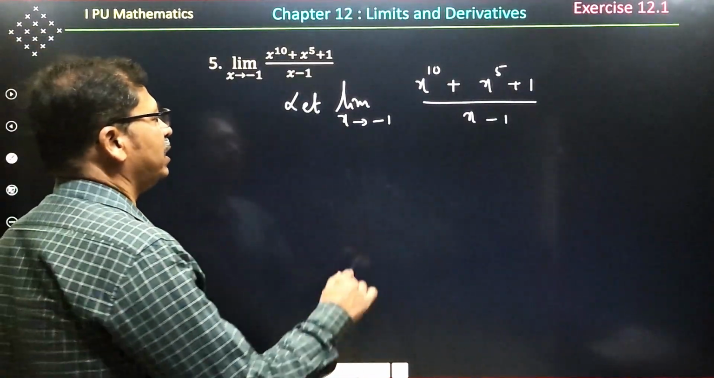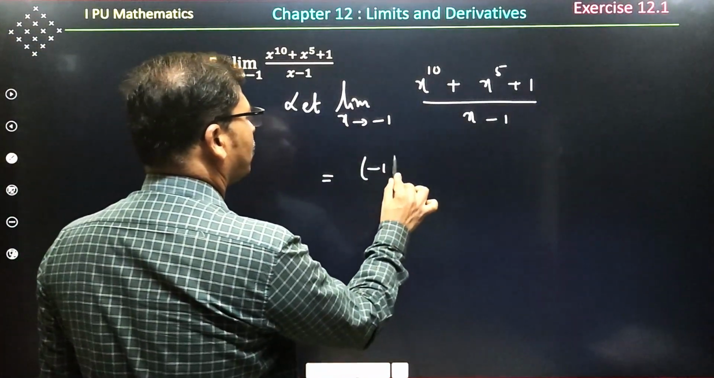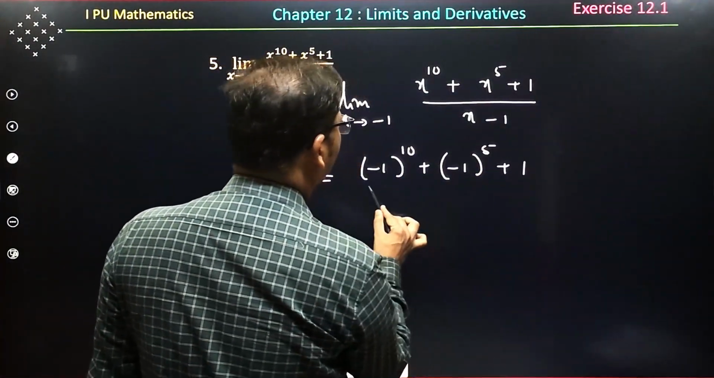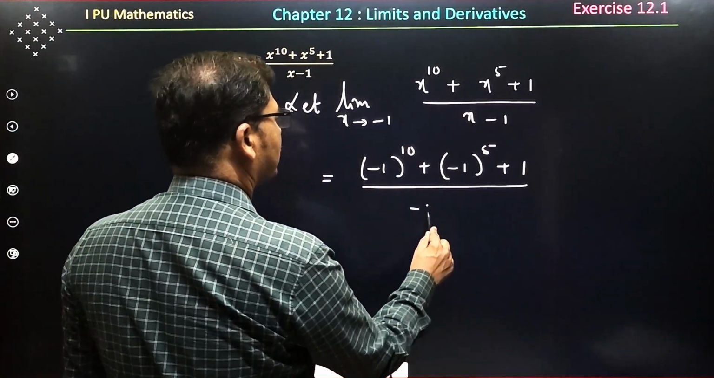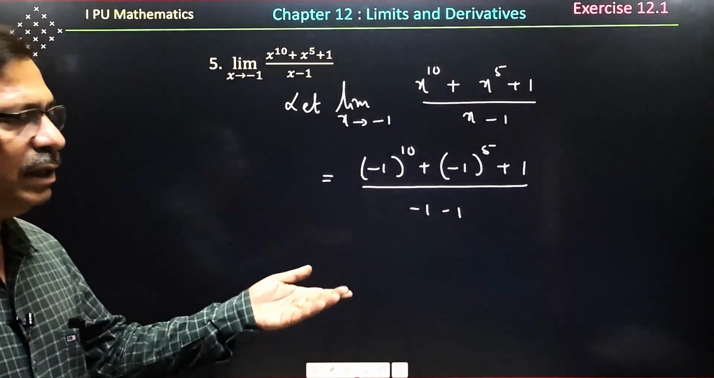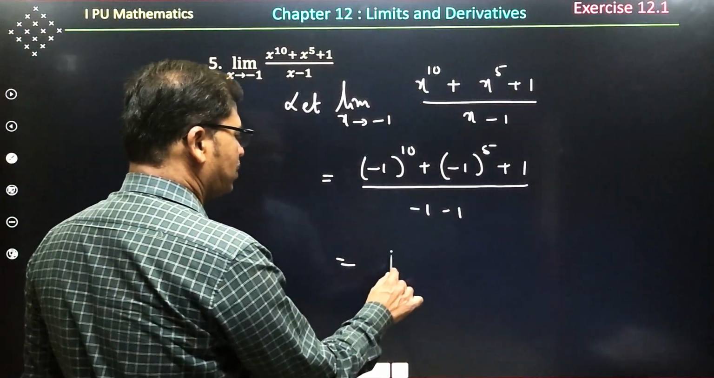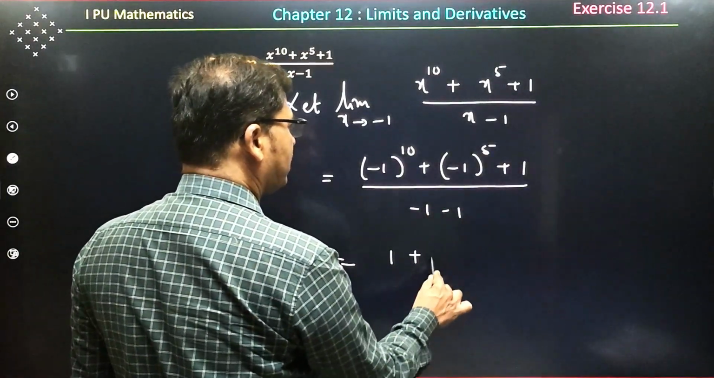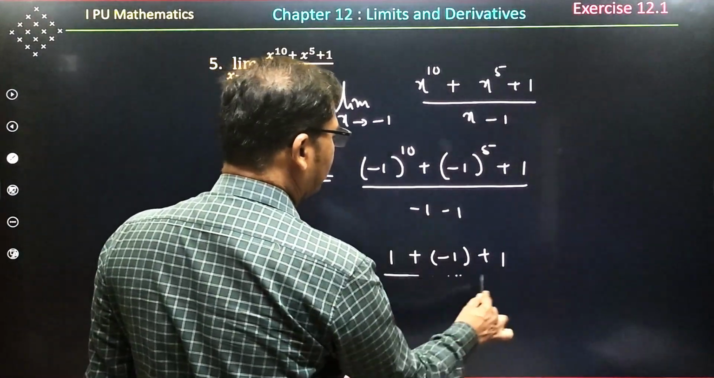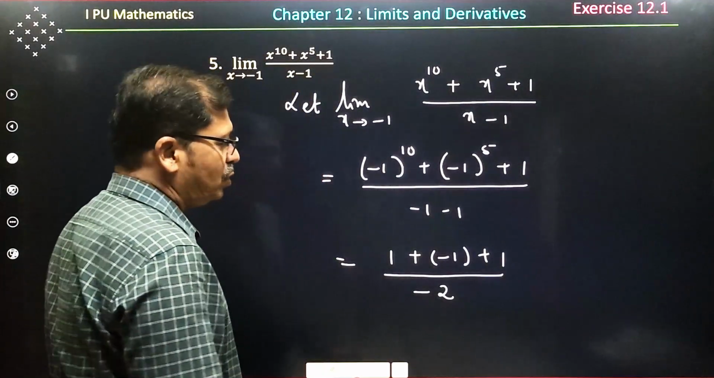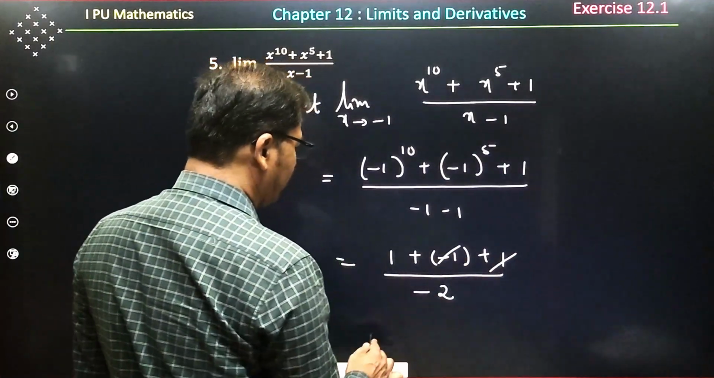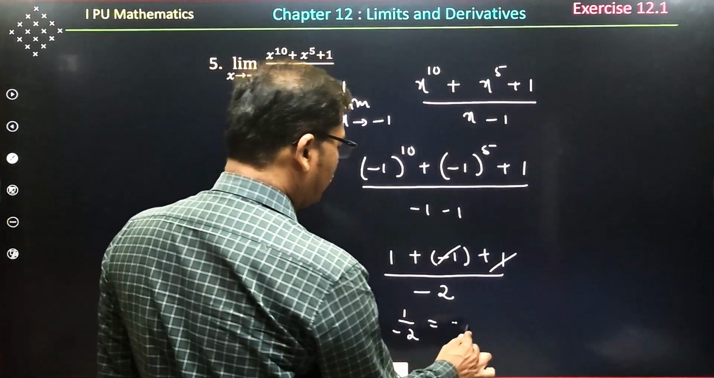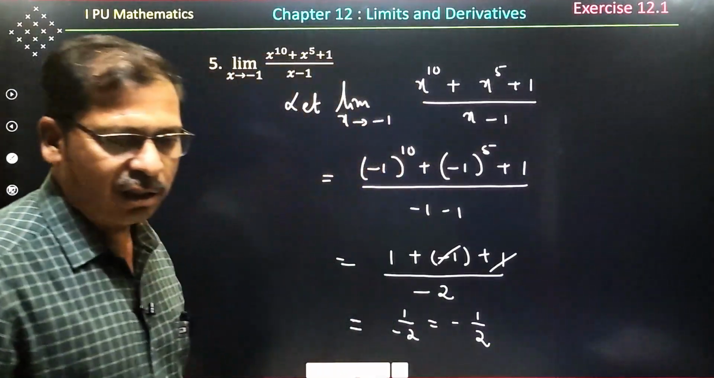Substitute x tending to minus 1 in the given expression. So it leads to minus 1 to the power 10 plus minus 1 to the power 5 plus 1, divided by minus 1 minus 1. Minus 1 to the power 10 is plus 1 because of even power. Minus 1 to the power 5 is odd, so it is minus 1. Then plus 1, divided by minus 2. So minus 1 plus 1 cancels. What remains is 1 divided by minus 2, which is minus 1 by 2. Is it clear?